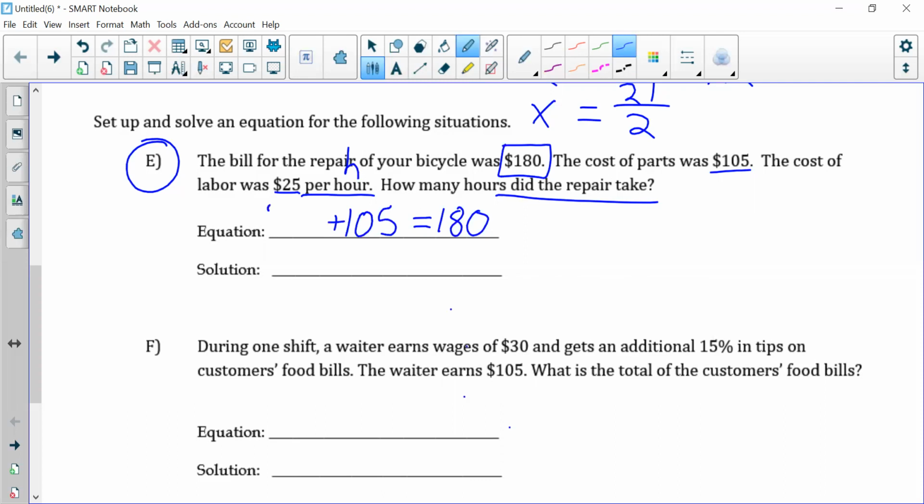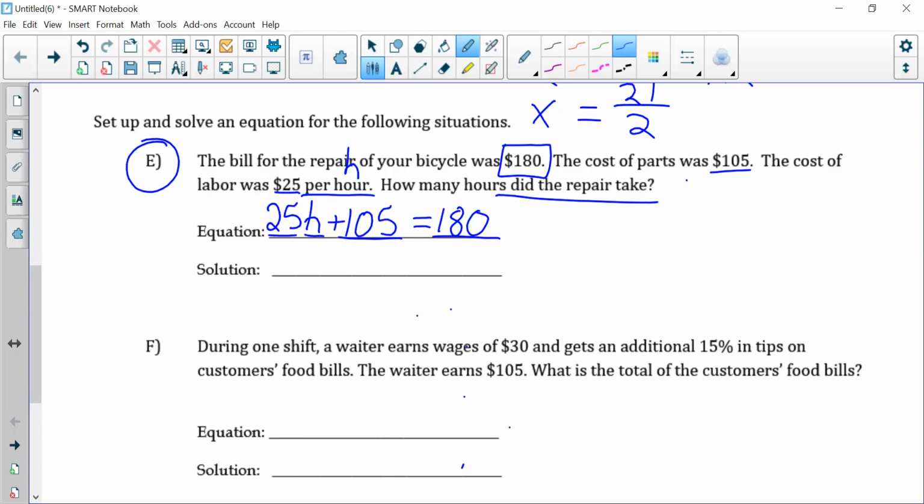So we're going to simply say that this is going to be 25H. So the number of hours they worked times $25 per hour plus $105 for parts gives us our total bill of 180. Do you see how it makes sense and how our equation fits the prompt? All right, now let's solve.